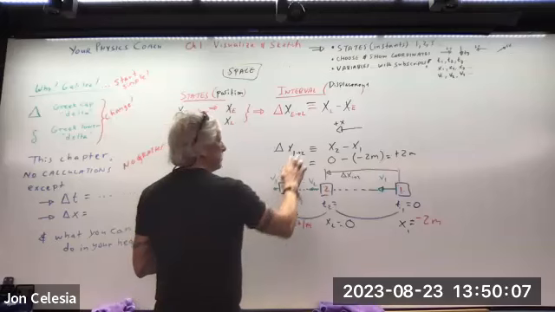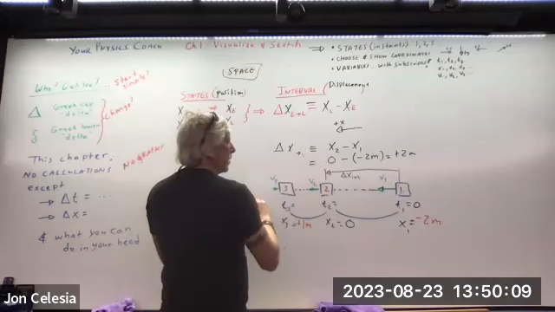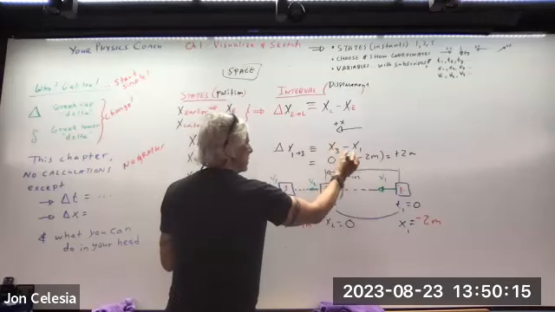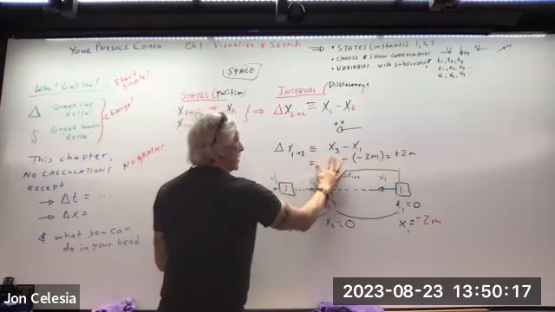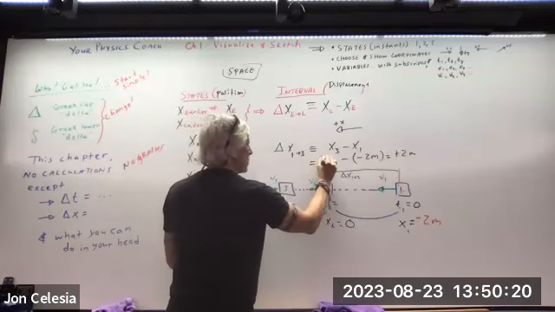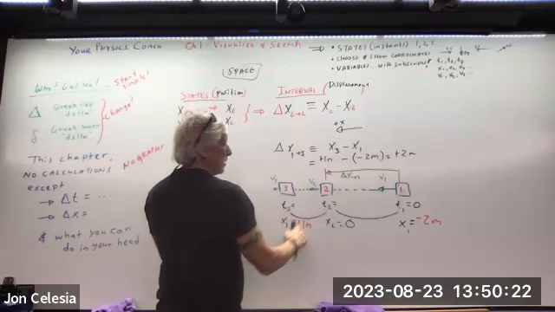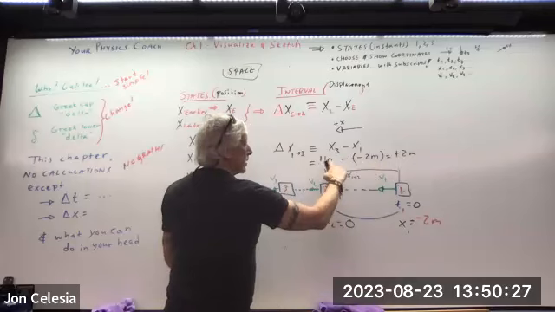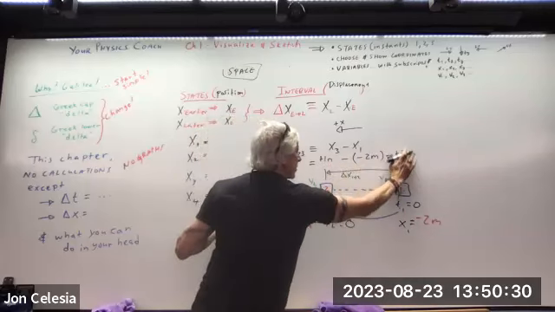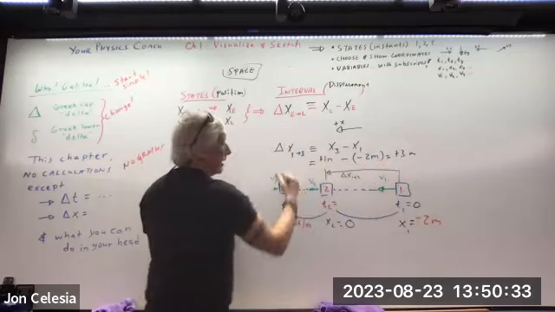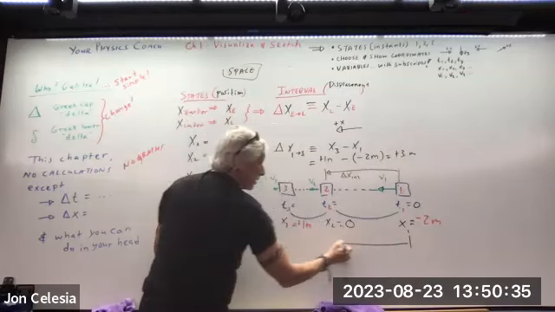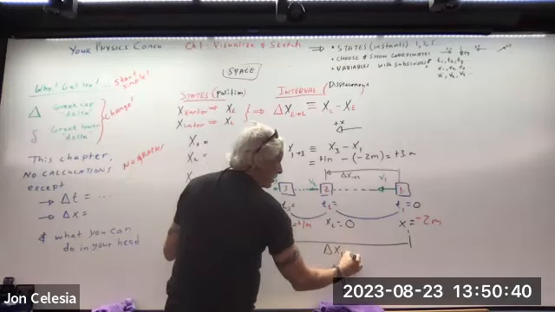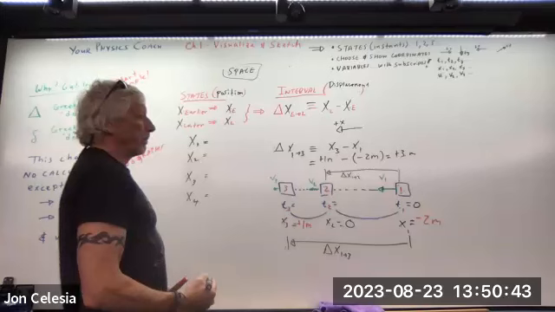Let's try 1 to 3. Later is 3, which is plus 1 meter, minus X1, which is negative. That's 1 minus minus 2, or plus 2. Oh, that's plus 3. And delta X, 1 to 3, is in the positive direction, 3 meters.